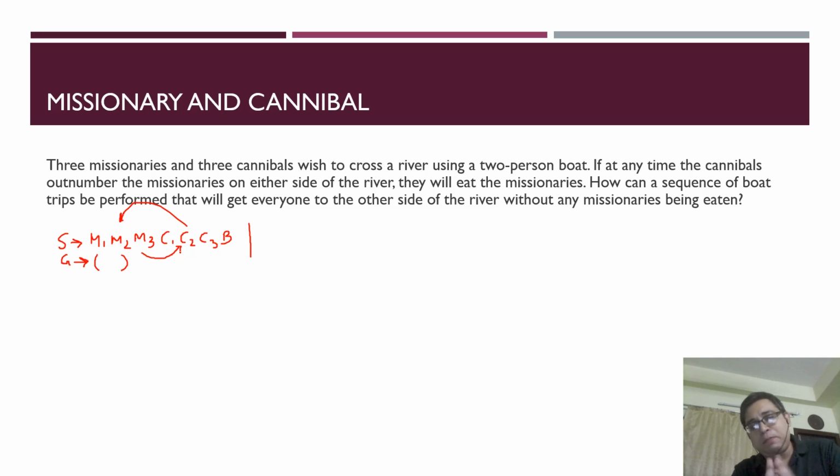What he is saying is that he is representing the people that are present on the left side. So initially, the start state, by his logic it is fine, because he is saying M1 M2 M3 C1 C2 C3 and B are on the left side, and for the goal state he is saying the left bank is empty, so it's an empty array or empty list, which is okay.